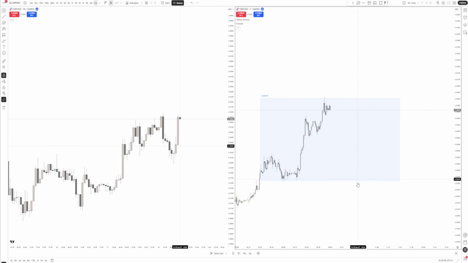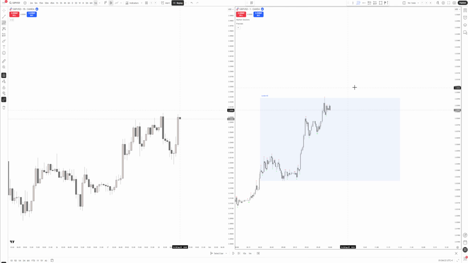And on the right hand side, you can see that we are in the London session. What we're simply looking for is price to break the high and continue going up. So this is where Harry mentions this is a continuation trading strategy. So in order for me to enter this trade, I need price to break above here and then place my stop loss below here.